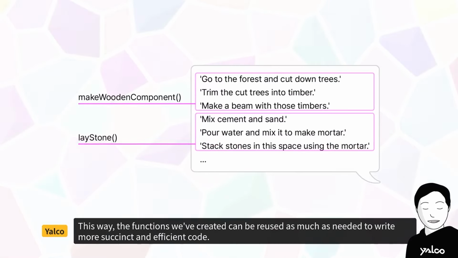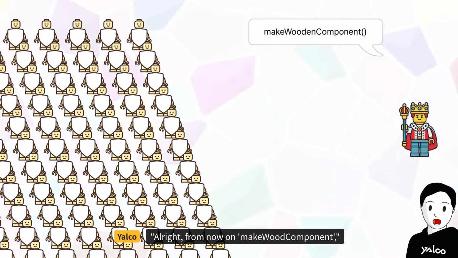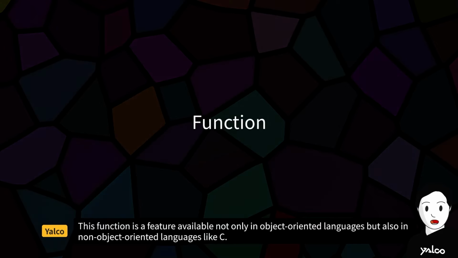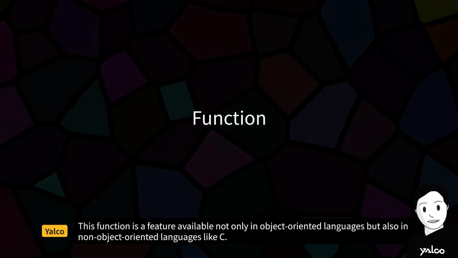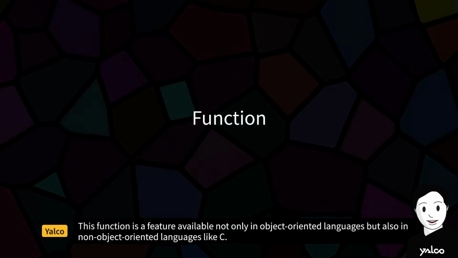This way, the functions we've created can be reused as much as needed to write more succinct and efficient code. Now developers can command their laborers, "Alright, from now on, make wood component, this time, lay stone," and so on. This function is a feature available not only in object-oriented languages, but also in non-object-oriented languages like C.